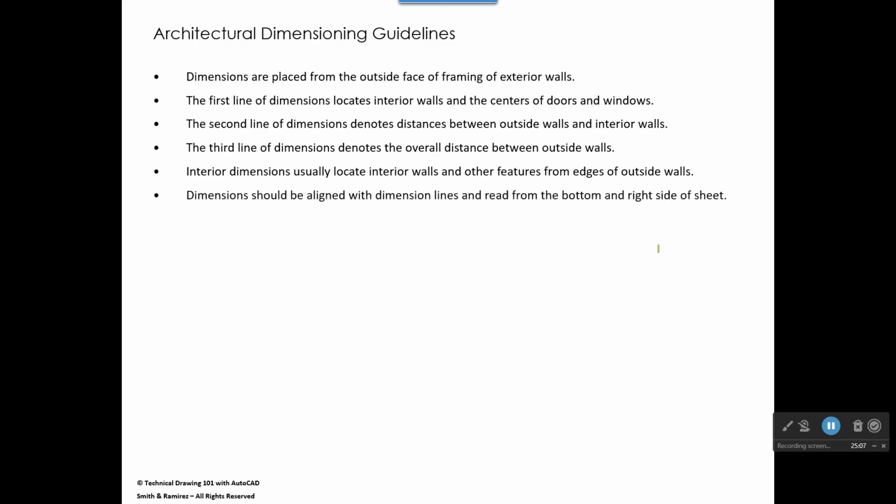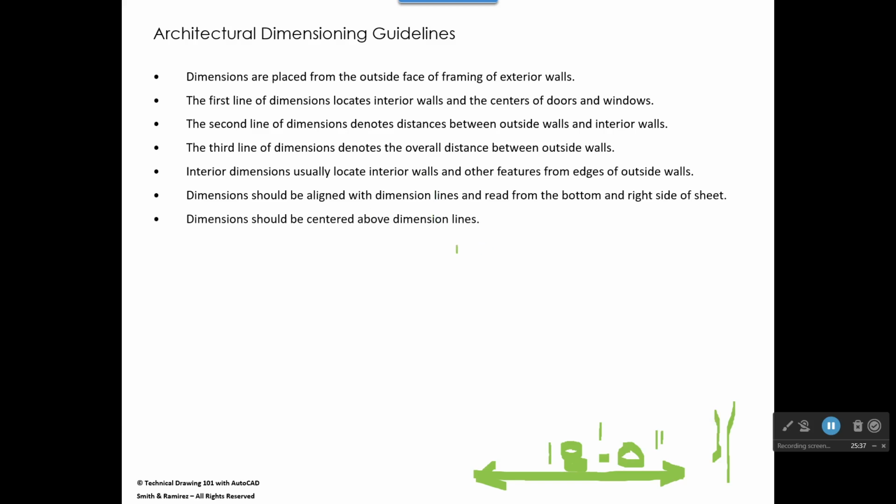Dimensions should be aligned with the dimension line and read from the bottom and right side of the sheet. What we mean by that is, if we have a dimension that runs this way, the dimension will sit on top of that like that, so there's no break in there. This is what we mean when we said that the text aligns with the dimension. So if the dimension is vertical, the text is going to read vertically. Dimensions should be centered above the dimension lines.